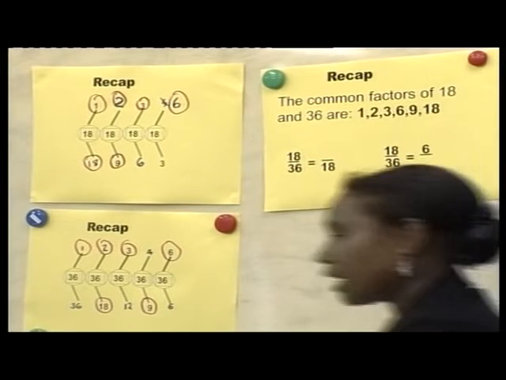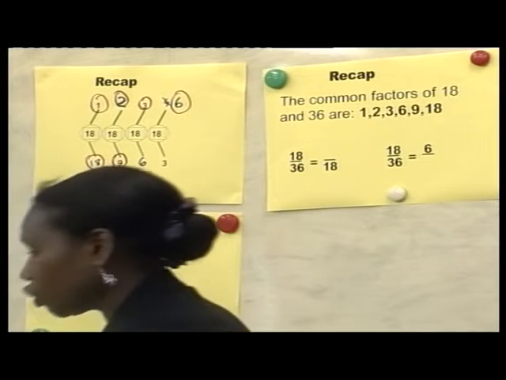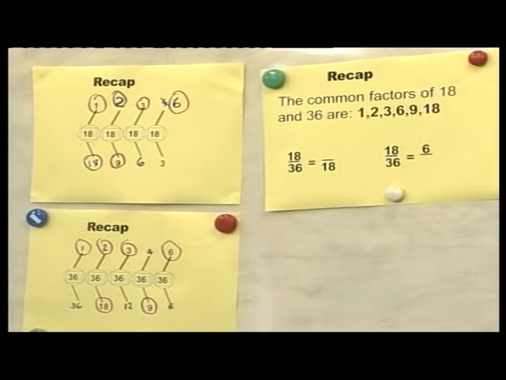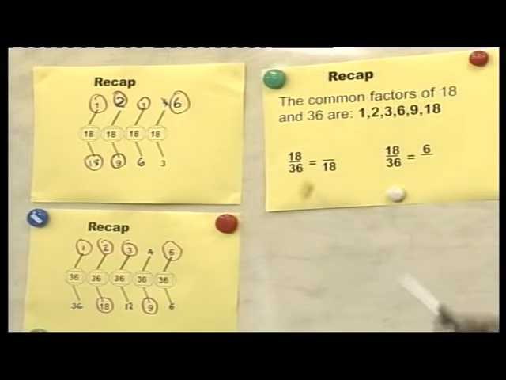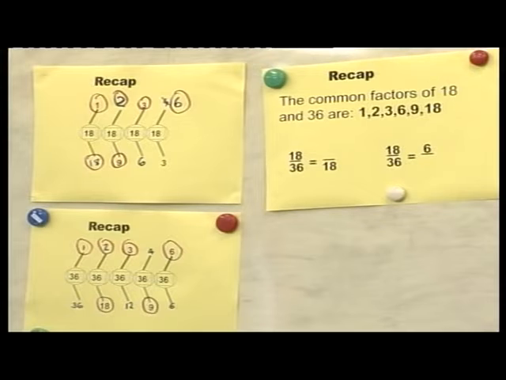From these common factors now, we are going to choose from the common factors to find equivalent fractions to 18 over 36. The first one, we were given 18 as part of the fraction. What would be the common factor that we are going to choose in order to come up with the equivalent fraction to 18 over 36?